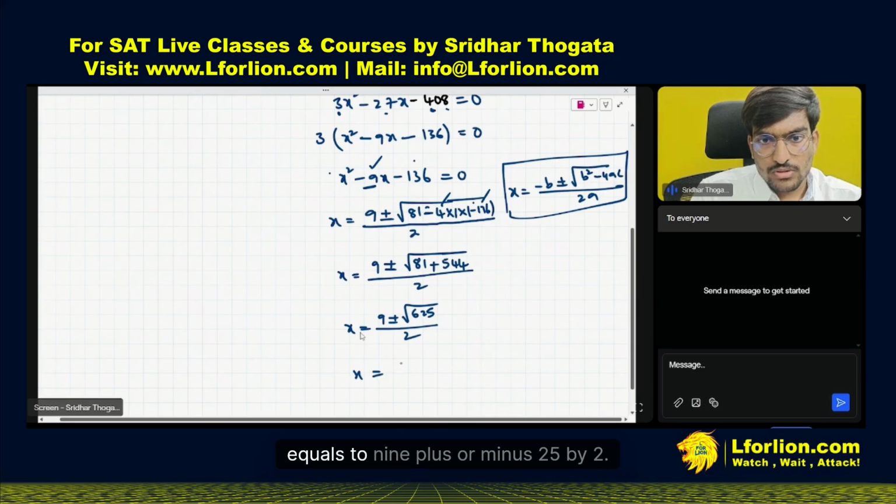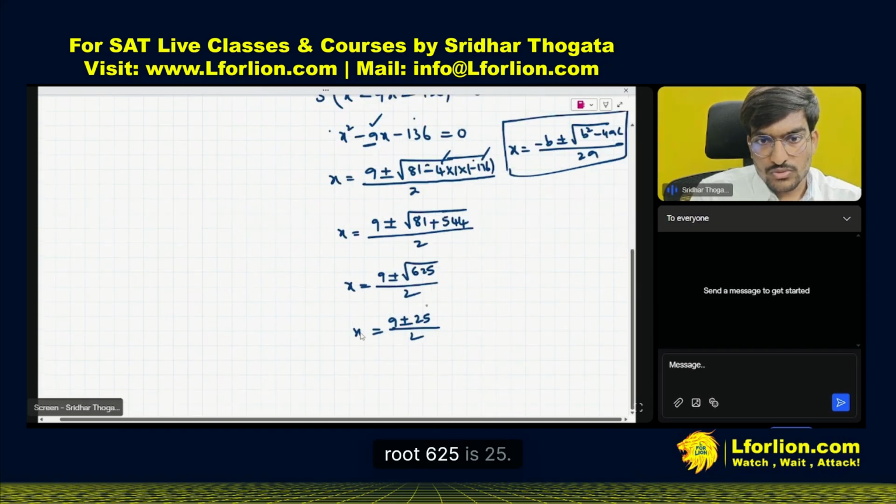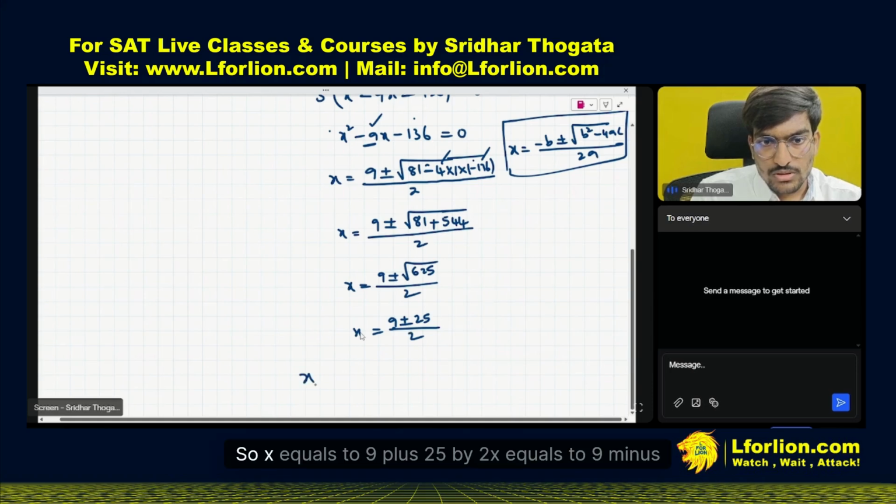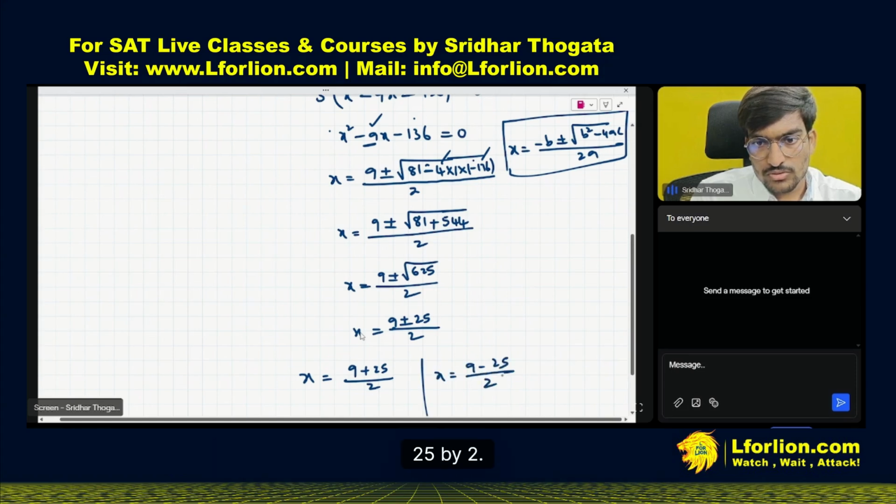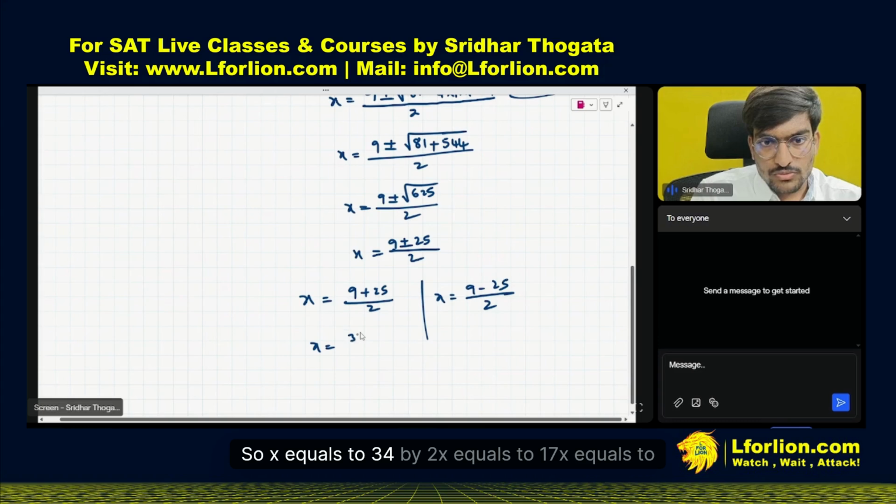x equals 9 plus or minus 25 by 2. Root 625 is 25. So x equals 9 plus 25 by 2, or x equals 9 minus 25 by 2. So x equals 34 by 2. x equals 17.